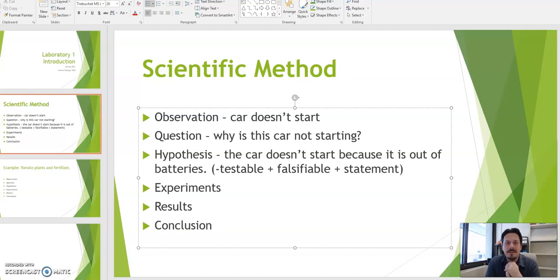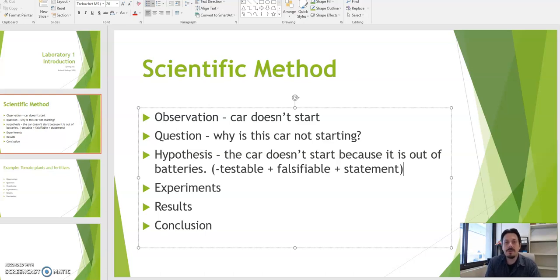Oftentimes we see hypotheses as if-then, like, if the car doesn't start, then it is because the battery is empty. That's fine. That's quite elementary. That's kind of the way that you would write a hypothesis, maybe early in your scientific career. But now you could just say a statement. The car doesn't start because it is out of batteries. That's completely fine, but it has to be a statement. No questions. You can't be like, is the car not starting because it doesn't have any batteries? That's not how it works. Skip that. We want to make it a statement.